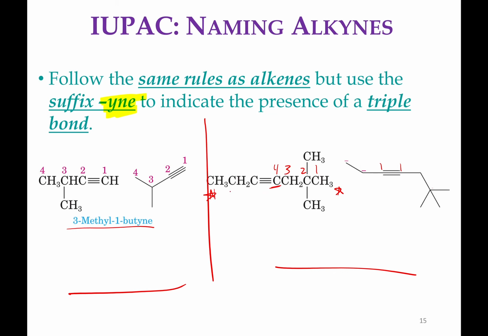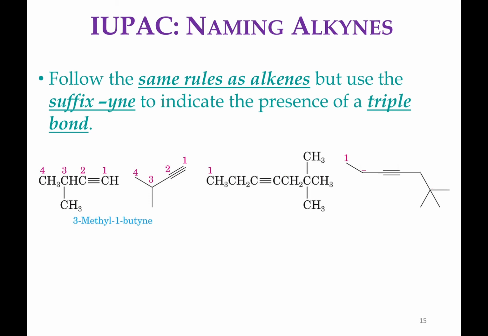If I say 1, 2, 3, my triple bond starts with a 3. So I'm going to number from this way to that way so that I give my triple bond the lowest number. 1, 2, 3, 4, 5, 6, 7. I have a heptyne. I have a methyl group here and a methyl group here as substituents. So 6,6-dimethyl heptyne. And the heptyne starts at 3, so I would put the 3-heptyne.